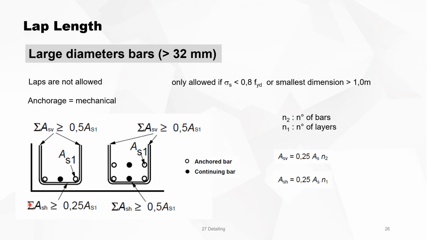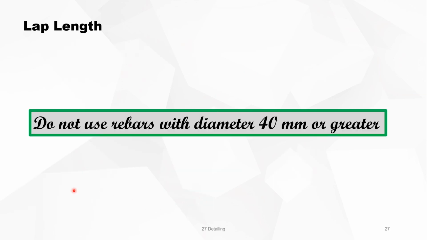So it's rather complicated and difficult on site. If you use, for instance, a diameter 40, then you need all those surplus reinforcement and you lose capacity. Therefore, I strongly recommend do not use rebars with diameter 40 millimeter or greater for common buildings. For large infrastructure works, that's something else. But for common buildings, don't use rebars with a diameter 40 or greater.